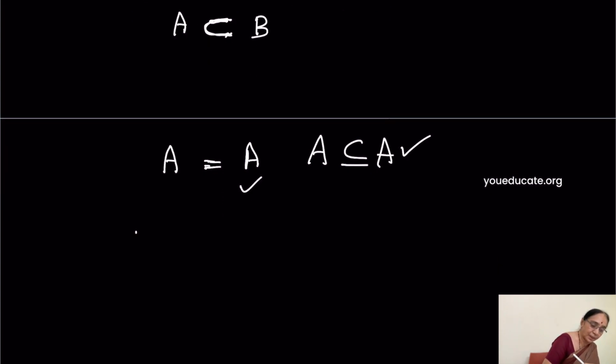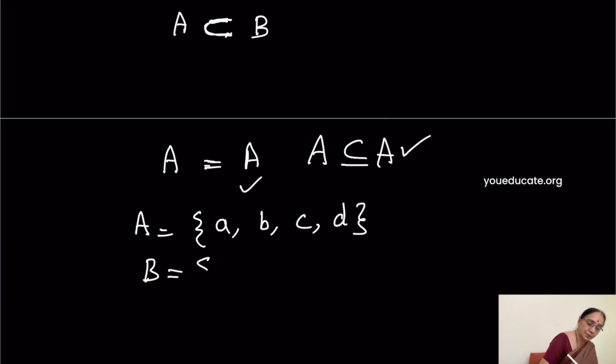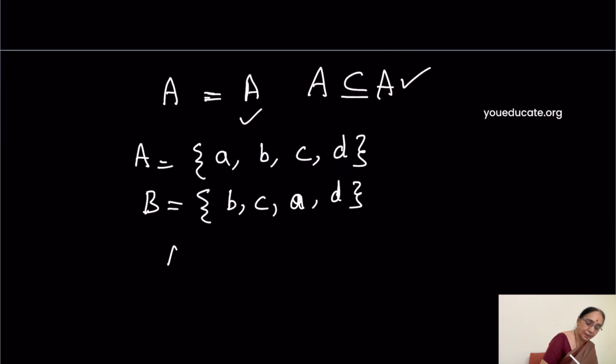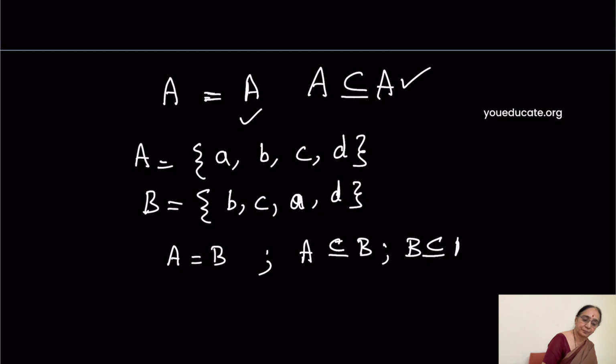So when I have A equal to, let me use alphabets now, A, B, C and D. And if I have B also, but I can put it in a different order, that's also fine. But it also has the same 4 elements, exactly identical elements. So I can say A is equal to B. I can also say A is a subset of B. I can also say B is a subset of A. All these 3 are true.